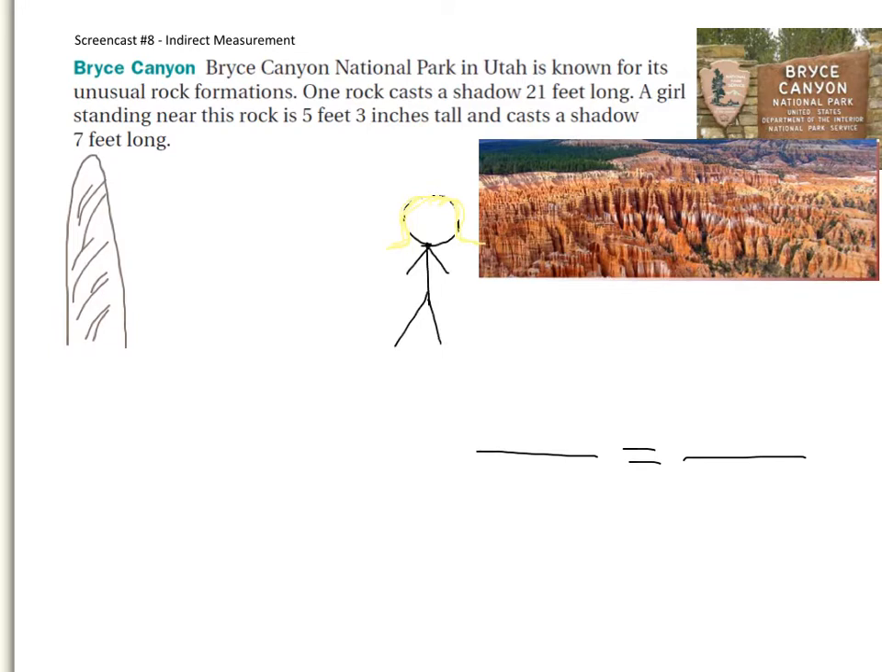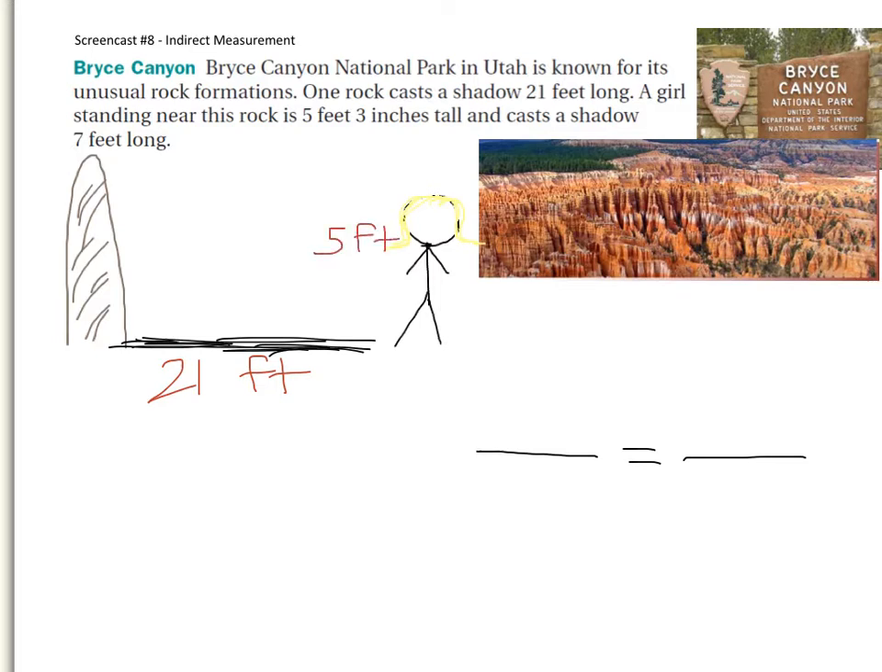So it says the rock casts a shadow 21 feet long. All right, so again, it doesn't have to be anything phenomenal. Here's the shadow of the rock. Very good. And we know it is 21 feet long, so I'm going to represent that as 21 feet. And then it says, a girl standing near this rock is 5 feet 3 inches tall. We're going to revisit that in just a moment.